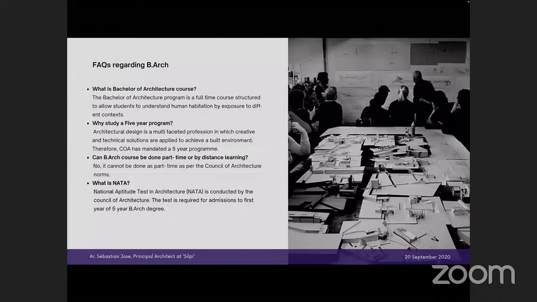Some of the frequently asked questions on BArch. So what's a Bachelor of Architecture course? The Bachelor of Architecture program is a full-time course structured to allow students to understand human habitation by exposure to different contexts. So basically, the fundamental difference between an architecture course and a civil engineering course, and many people confuse this, is that in architecture, more than 50% of the time is spent on developing your design skills, and almost more than 50% of the time is spent on that. So that is where over 5 years of study, you develop your design skills, and inculcate in the student the idea, the process of going about a design.